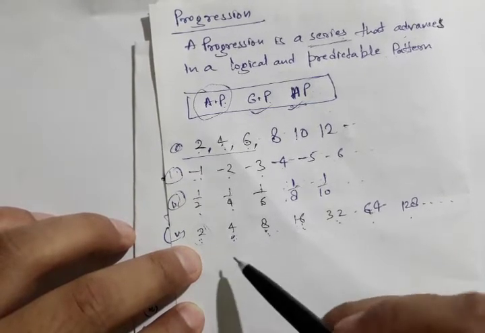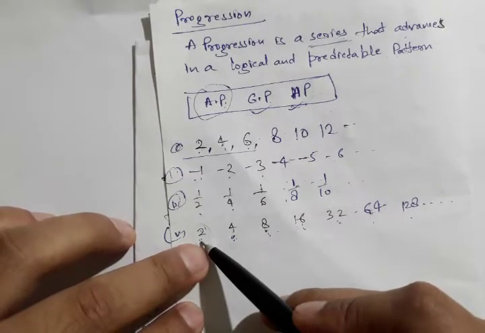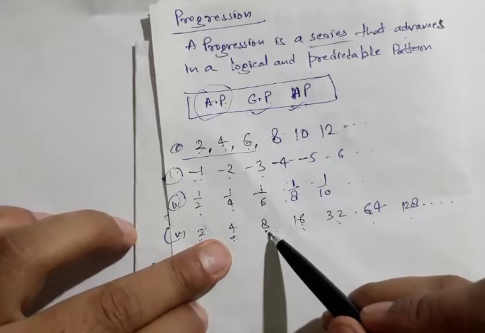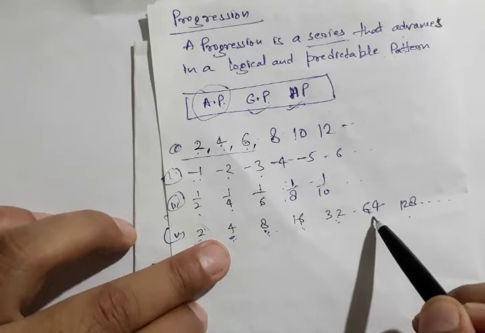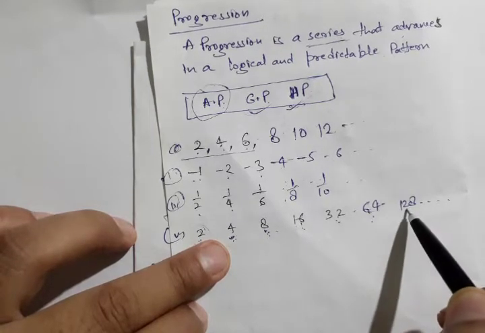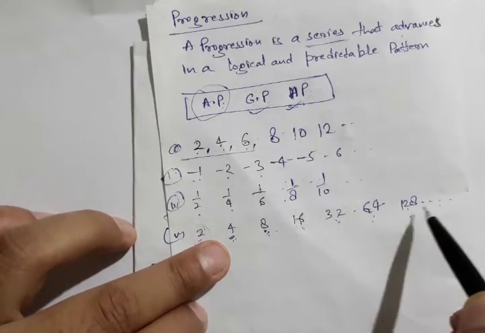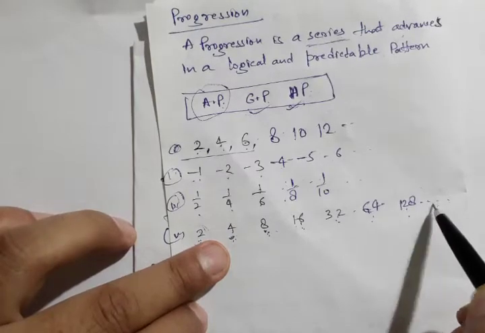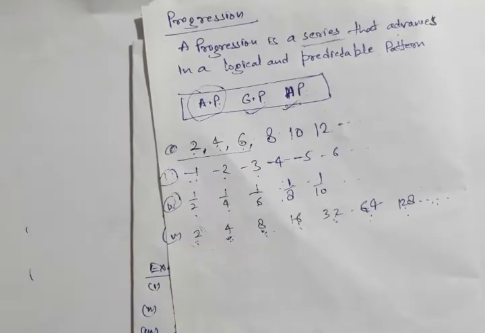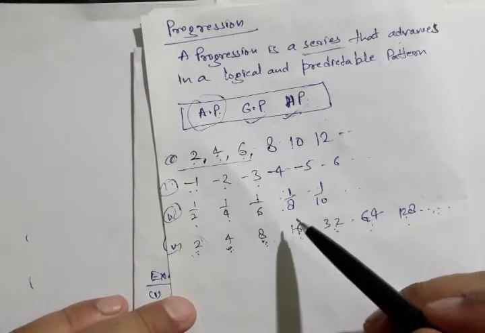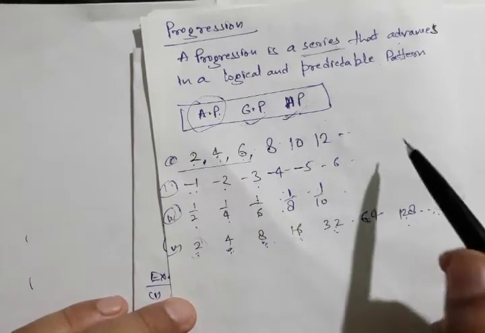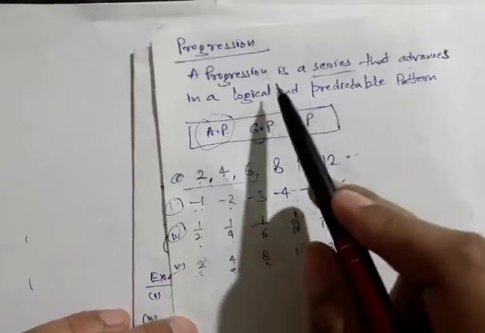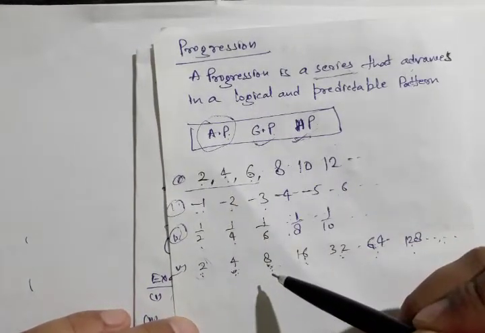The fourth series is 2, 4, 8, 16, 32, 64, 128. How are we getting this series? 2 into 2 is 4, 4 into 2 is 8, 8 into 2 is 16, 16 into 2 is 32, 32 into 2 is 64, 64 into 2 is 128, and the next term will be 128 into 2. In this manner you can find the next term. These all series are following a fixed pattern. There is a logic behind it, and the next term is always predictable. So these all series are progressions.